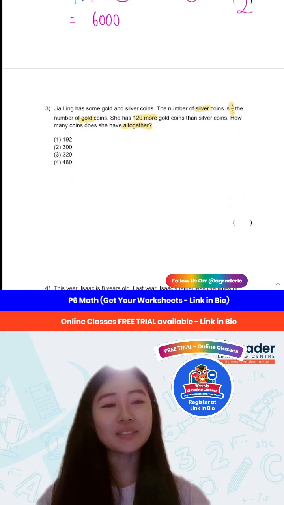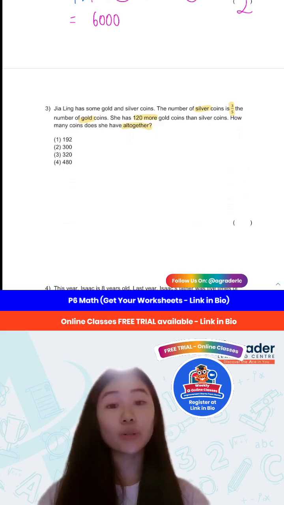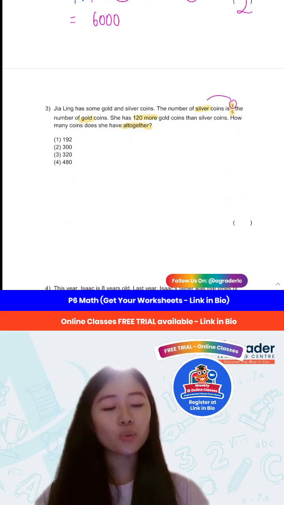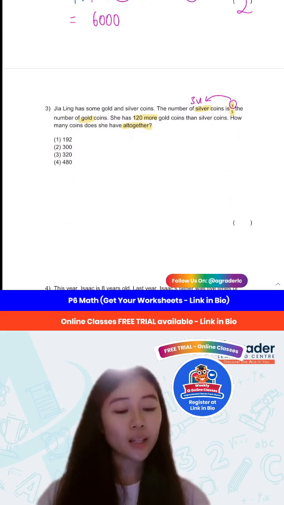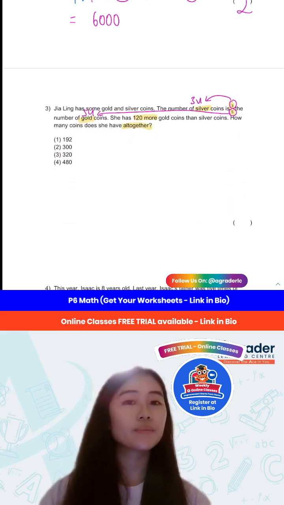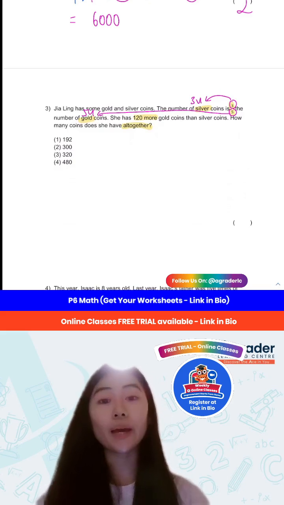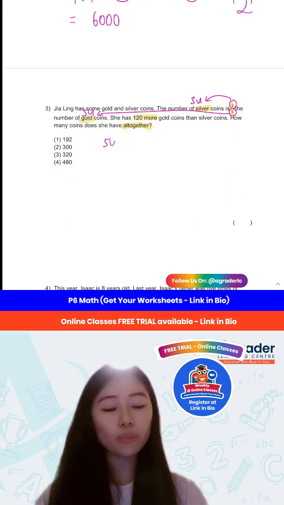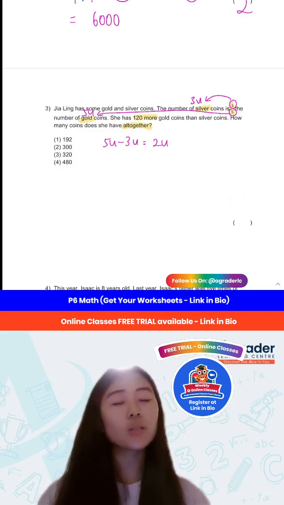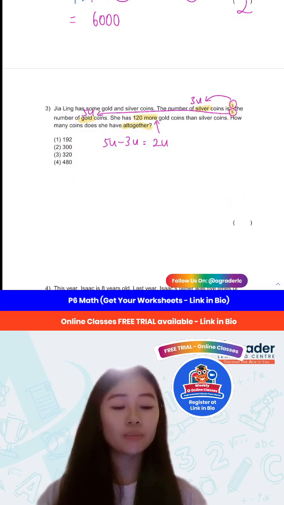Okay, let's go through this. So, when you see this fraction 3 over 5, you can draw arrows to allocate the units to each item. So 3 units will be the silver coins. And then the 5 units, you can point it at the gold coins. So silver is 3 units, gold is 5 units. After that, you need to compare the gold and the silver, right? So gold minus silver is 2 units. So this means that the gold coin has 2 extra units. So this 2 extra units is represented by the 120 more gold coins.